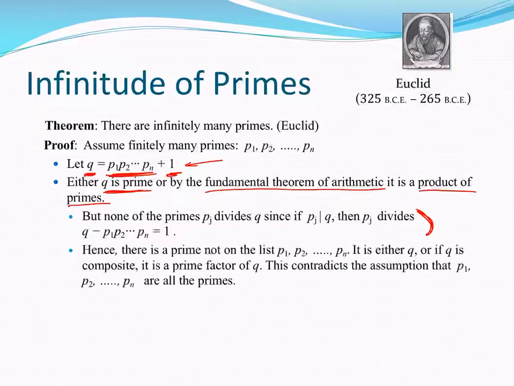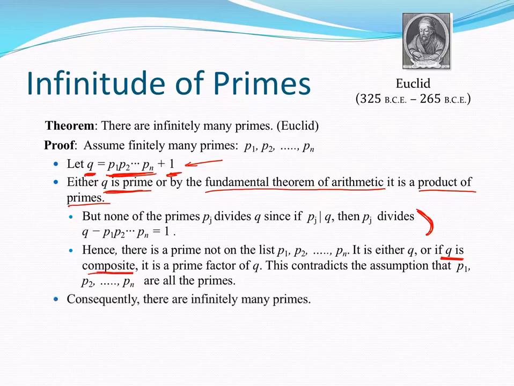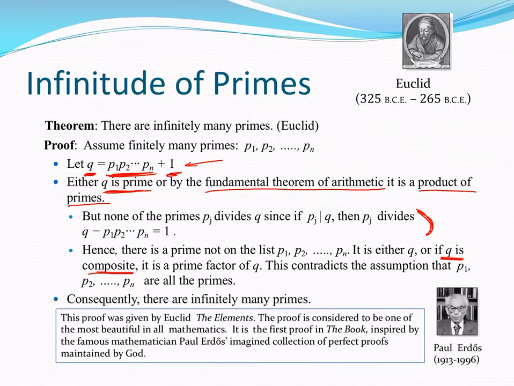So if Q is composite, then it must have a prime factor that's not on the list, or it is prime itself, in which case, either case, we violate the contradictory assumption, so we conclude that there are an infinite number of primes. And again, this is considered one of the more famous and even beautiful proofs, and was mentioned by Paul Erdős in his book called The Book.